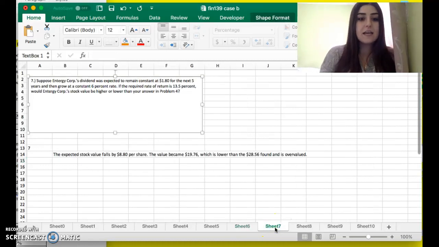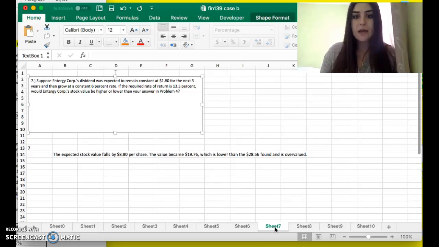Question 7 is asking, suppose that Energy Corp's dividend was expected to remain constant at $1.80 for the next 5 years and then grow at a constant 6% rate. If the required rate of return is 13.5%, would Energy Corp's stock value be higher or lower than your answer in problem 4? Well, using that given information, the expected stock value does fall by $8.80 per share. The value then becomes $19.76, which is lower than the $28.56 that was found and makes it overvalued.